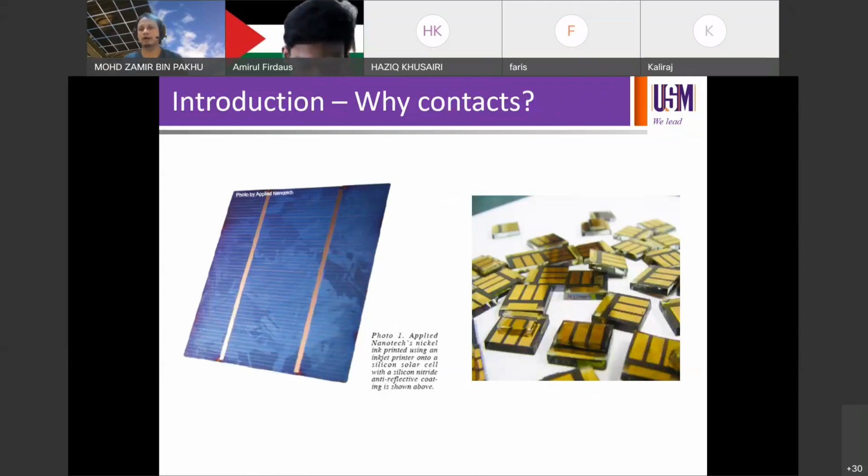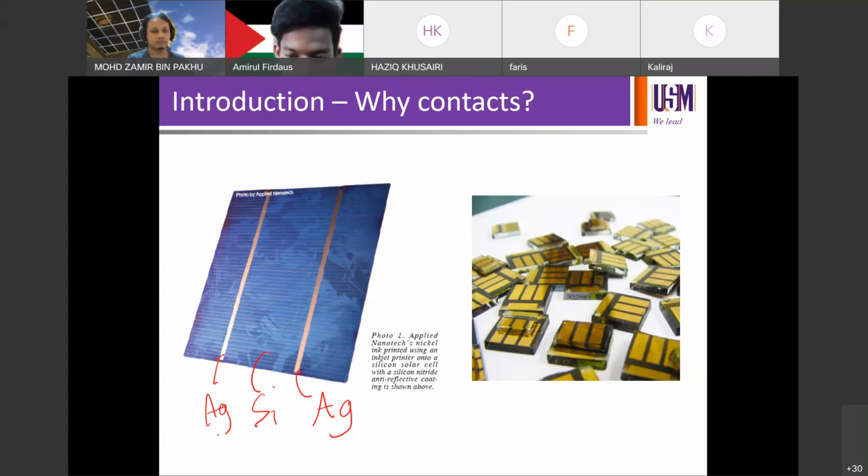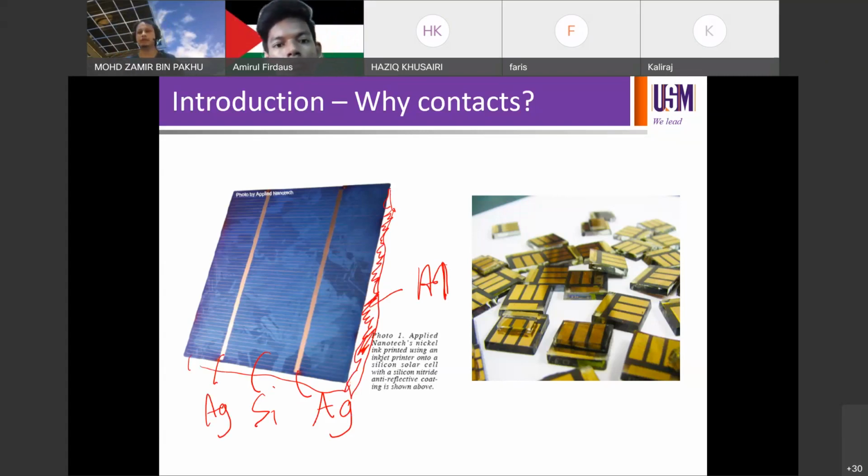So now, why contacts? Any idea why do we have the contacts? If you look at this, this is your silicon wafer, for example, and this is your silver contact on the front side. At the back, which we don't see now, is an aluminum contact for this particular case. So why contact? Why do you need to have the contact? Anyone? Can you not have any contact on the device?